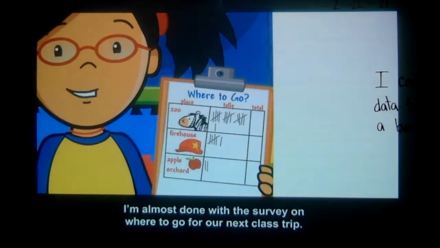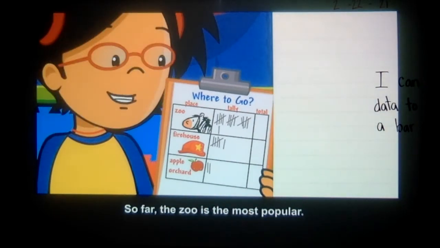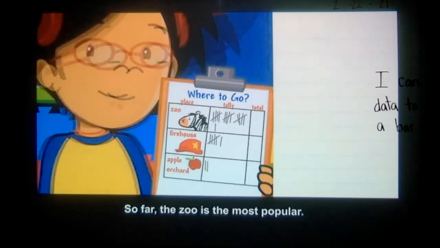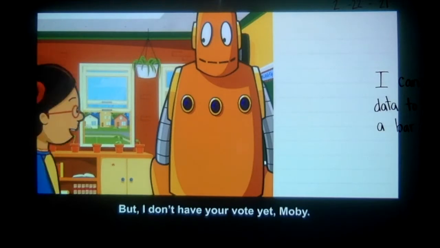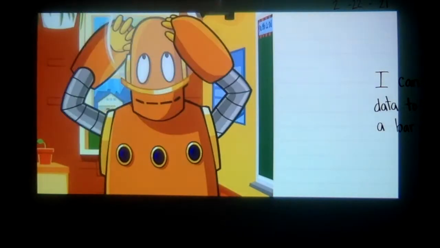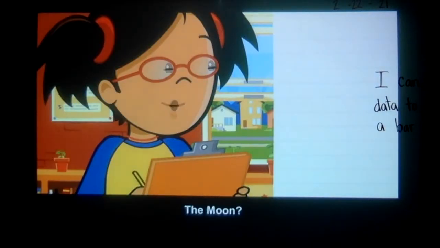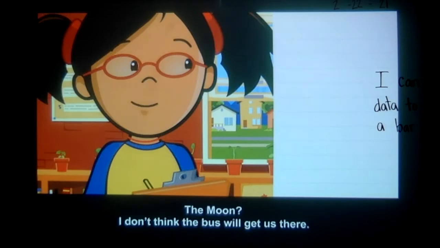I'm almost done with the survey on where to go for our next class trip. So far, the zoo is the most popular. It has 16 votes. But I don't have your vote yet, Moby. Where do you want to go? The moon? I don't think the bus will get us there.